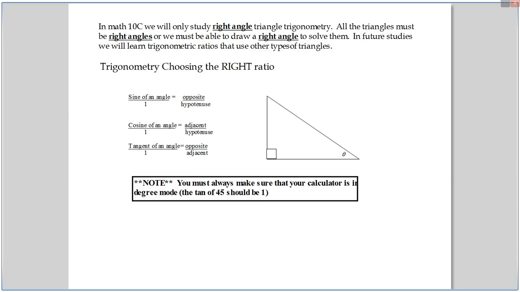Trigonometry, choosing the right ratio. Okay, so you have 3 buttons on your calculator that you're going to be using. SIN, COS, TAN. The first one is pronounced sine. This is apparently an abbreviation. They just took the E off. Okay, so the sine of an angle.